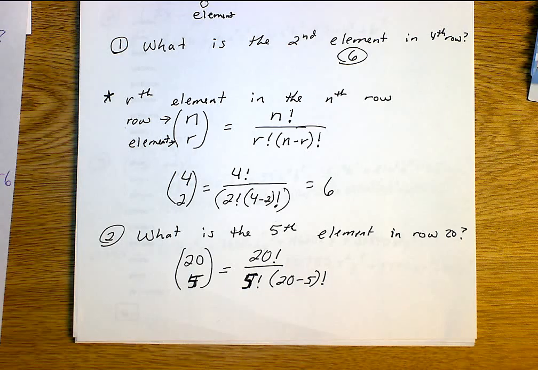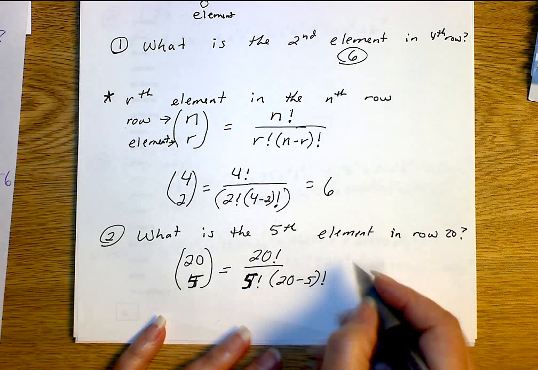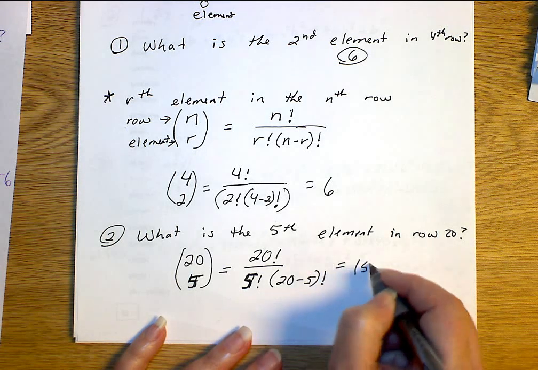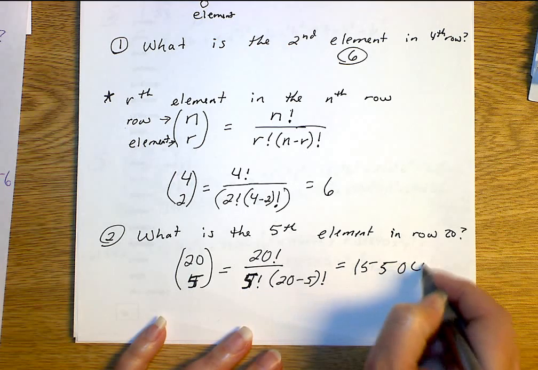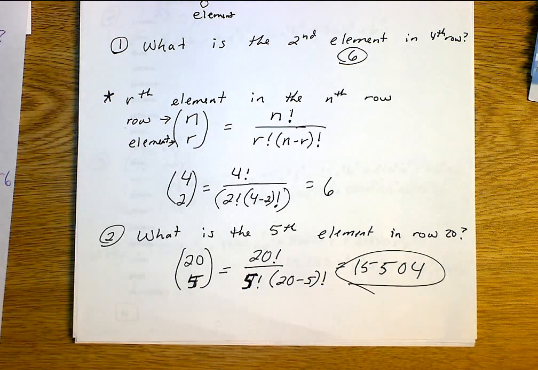So that means the answer, then you guys should have got 15,504. So that means if you were to write out Pascal's triangle all the way down to the 20th row, the fifth element, which would be the 6th number in, because remember it starts at 0, so the 6th number in would be that number.